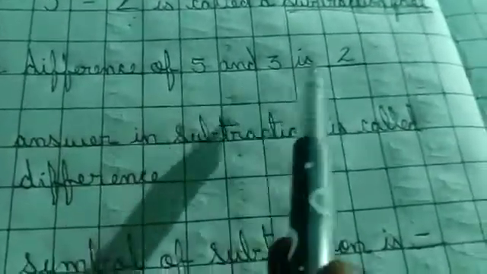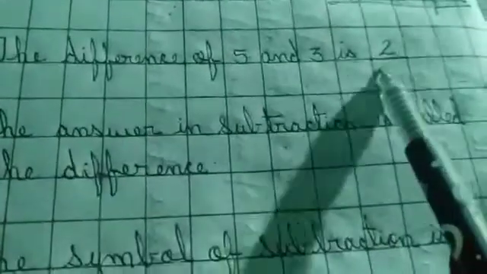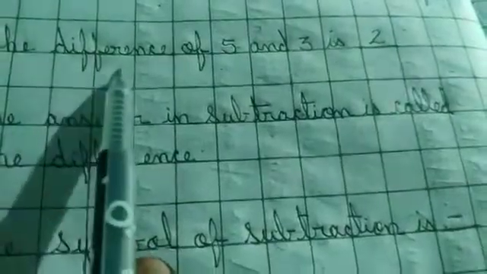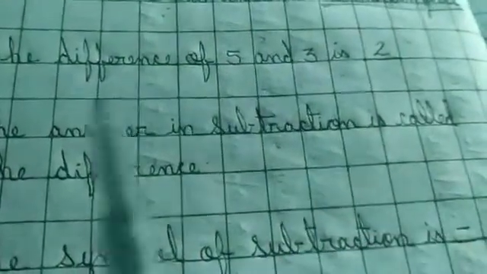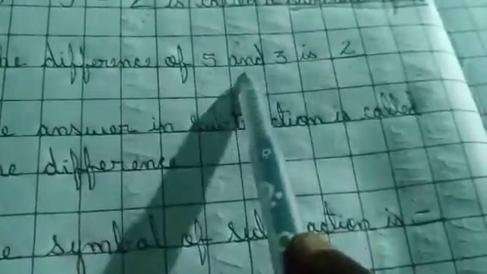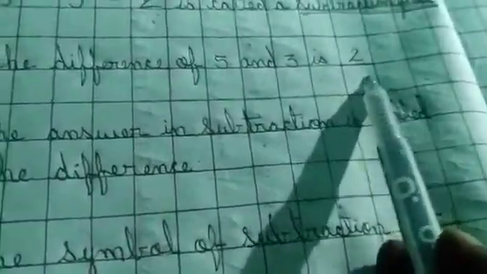Then you see the difference of 5 and 3 is 2. So the difference here is only the answer. Suppose 5 and 3, here it is given "difference". Difference means what? Minus. Here we have done the difference of 5 and 3, which means 5 minus 3 equals 2.